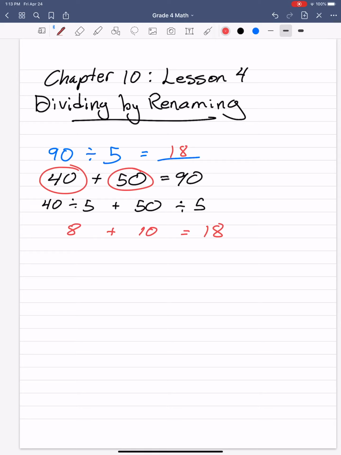So it is a bit complicated. It's not the method I would use for figuring things out on paper, but it would be something I would use in real life for mental math. Let me show you another example.